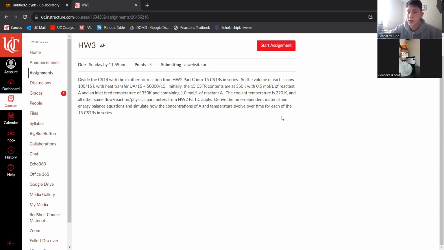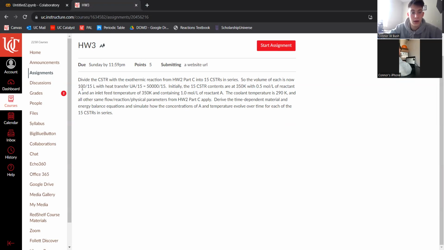We're going to be revisiting what we had with homework 2, part C. We had an exothermic CSTR reactor. However, in this case, we want to start looking into what plug flow reactors look like. So we are going to divide the CSTR into 15 CSTRs in series, almost a discretization of that, to model that plug flow reactor environment.